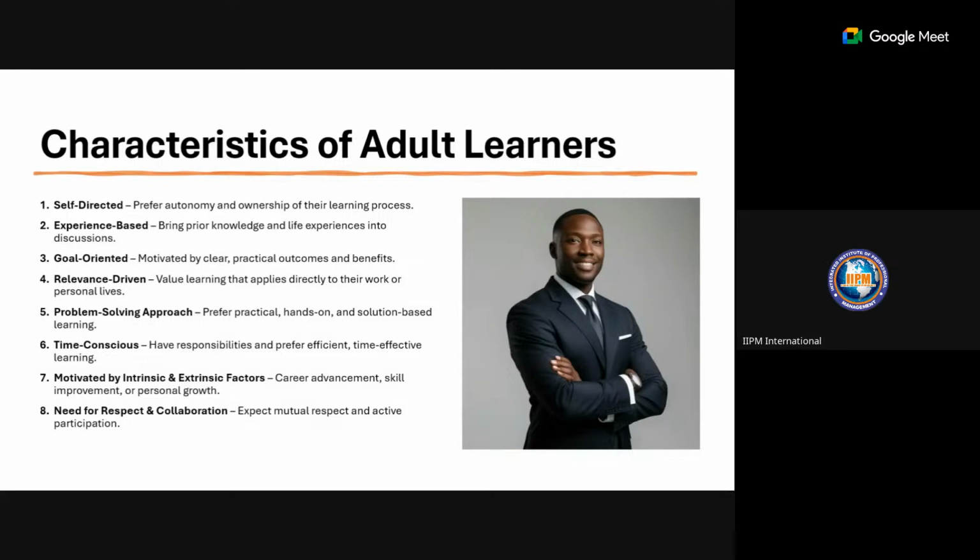Now, understanding that we have adults as most of the learners in the case of facilitation, let's quickly look at the characteristics. Number one is that adult learners are self-directed. They prefer autonomy and ownership of their learning process.